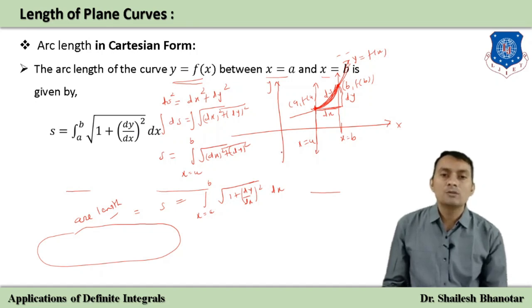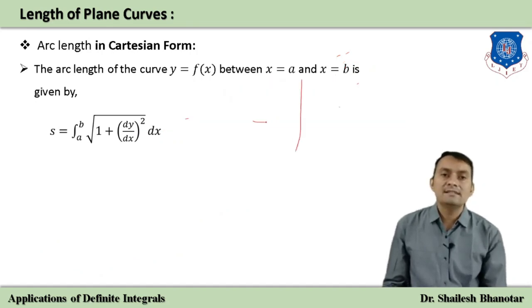As you can observe, suppose this is the given x axis and this is the y axis. When I say this is a curve, y is equal to f of x, and these are our ordinates, x is equal to a and x is equal to b. I want to determine the arc length of this curve. So how can we determine it?